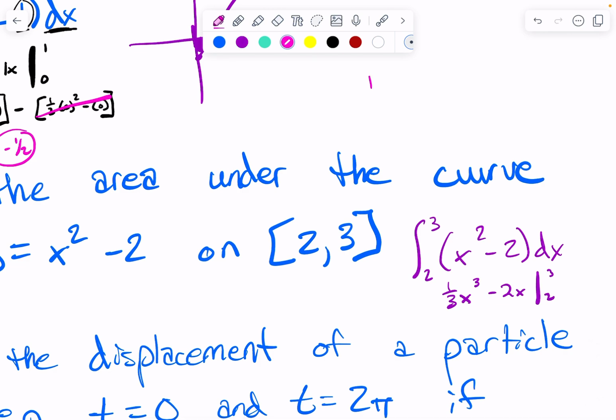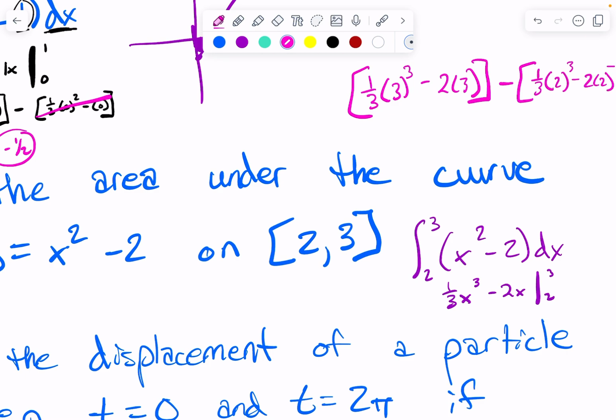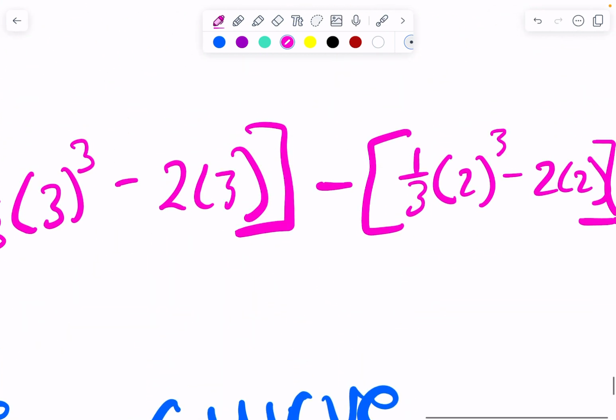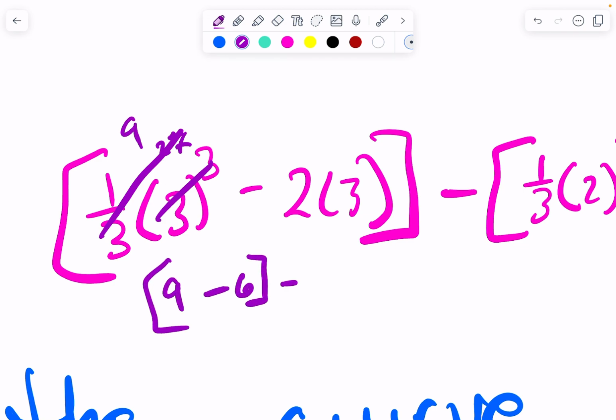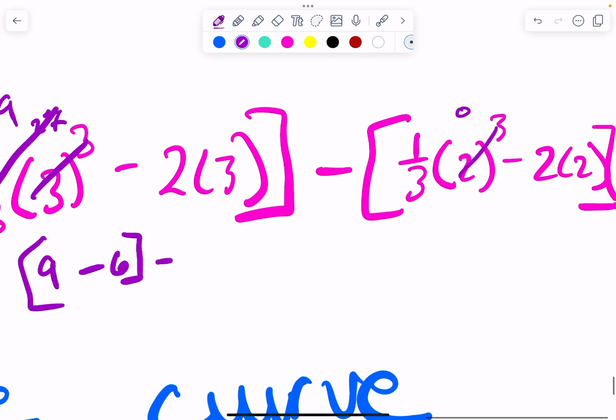So if I plug 3 in, 1/3 3 cubed minus 2 times 3. That's plugging 3 in. Minus 1/3 2 cubed minus 2 times 2. I think I plugged that in right. 3 cubed is 27. 1/3 of 27 is 9. So 9 minus 6 is that guy. Minus 2 cubed is 8.